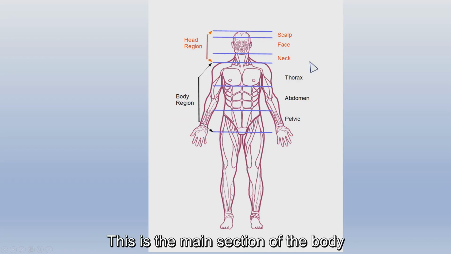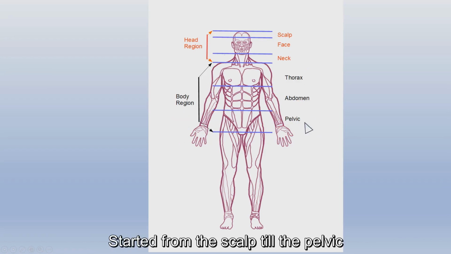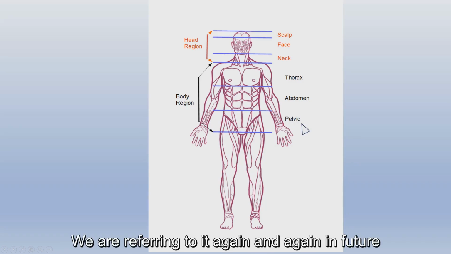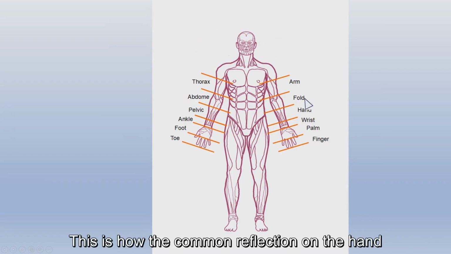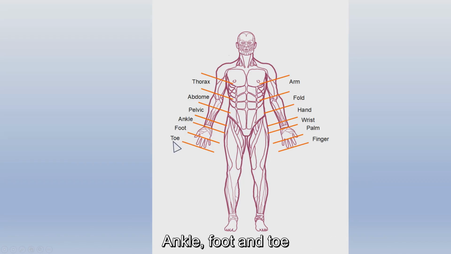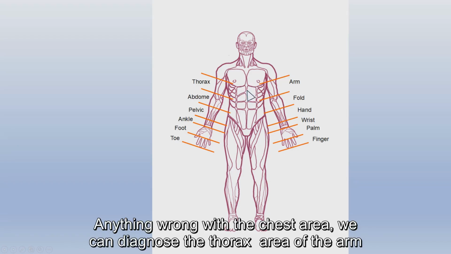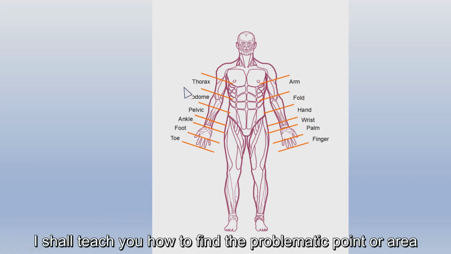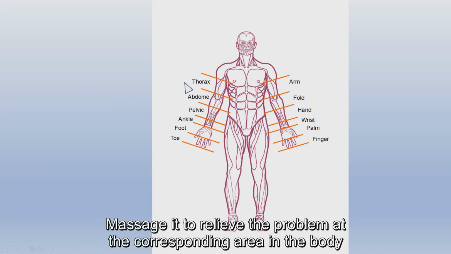Now, this is the main section of the body, from the scalp to the pelvic. Remember this well. We are referring to it again and again in future. Then, this is the common reflection on the hand. As you see, it starts with thorax, abdomen, pelvic, then goes into ankle, foot and toe. Anything wrong with the chest area, we can diagnose in the thorax area of the arm. In future, when we come to acupuncture and massage, I shall teach you how to find the problematic point or area for us to insert acupuncture needles or massage to relieve the problem in the corresponding area of the body.